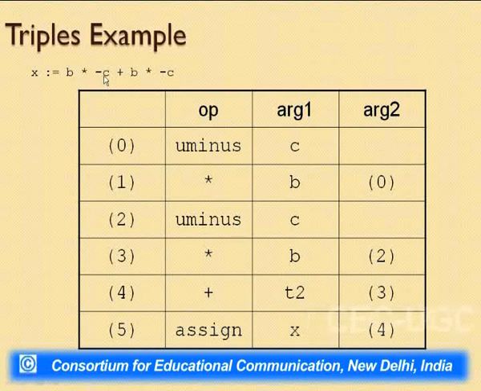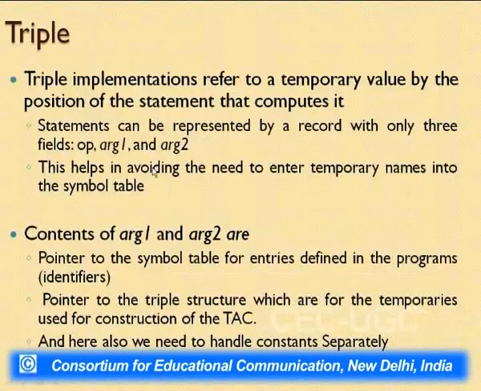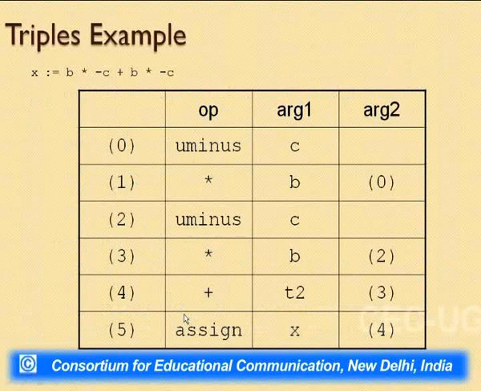So we're simply saying again, minus c, good enough, no result. We're not storing the result at all. So where does the result go? Now we're trying to refer to it with the help of the statement, or the pointer actually. The pointer to the symbol table for the entry defined in the program, or the pointer to the triple structure, which are for the temporaries used for the construction. So here we can see that we are having pointers to the triple entries.